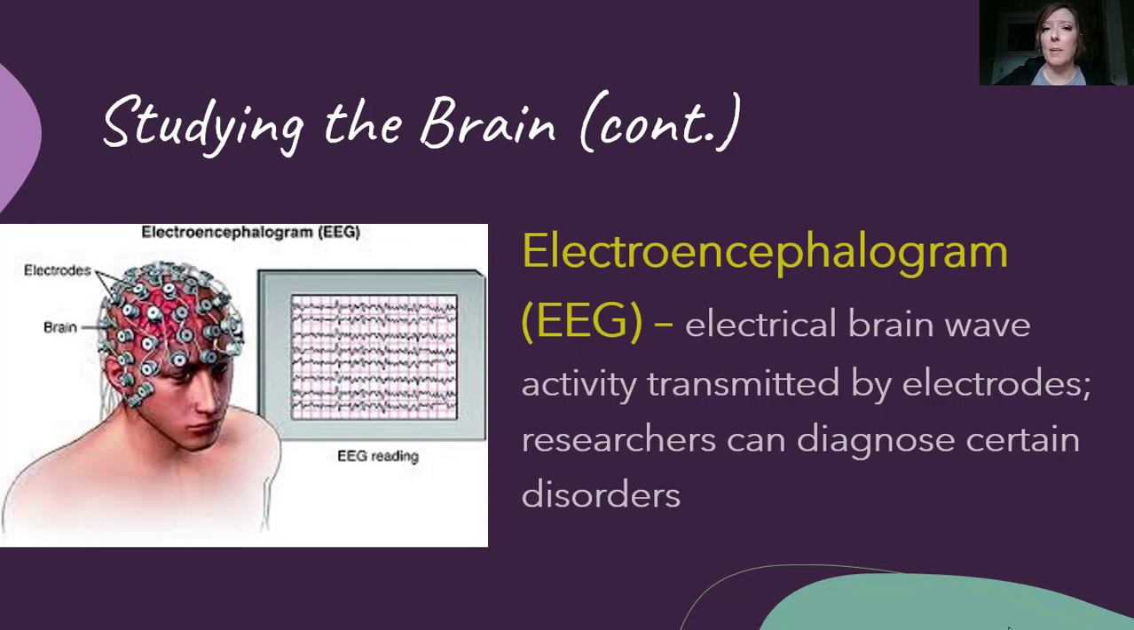And we already talked about how the brain is electrical and chemical. So this is using the brain's naturally occurring electrical waves to look at different disorders. And researchers can diagnose these disorders by looking at anomalies in the brain waves.